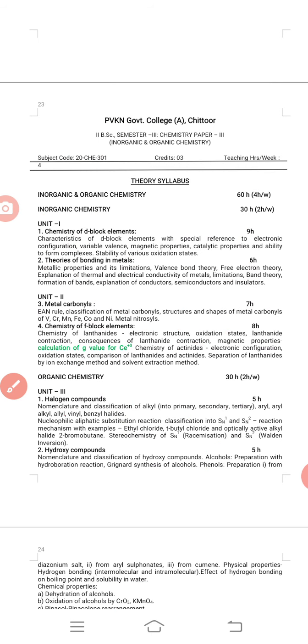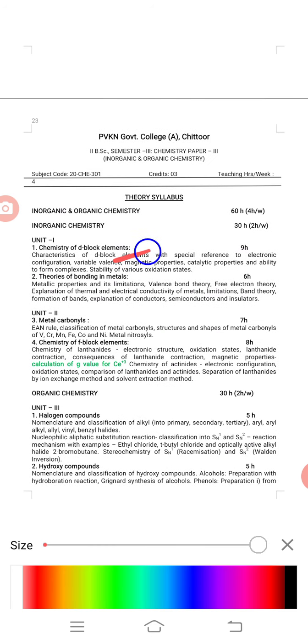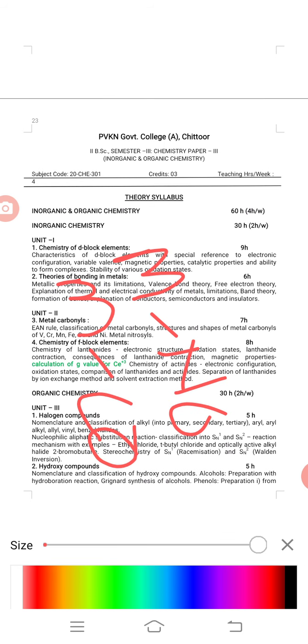So those are the EAN rule. Next, vanadium, chromium, manganese, iron, cobalt, and nickel metal nitrosyls. Metal and NO are called metal nitrosyls. Metal and carbonyl are called metal carbonyls. So nitrosyl is also a ligand, carbonyl is also a ligand.